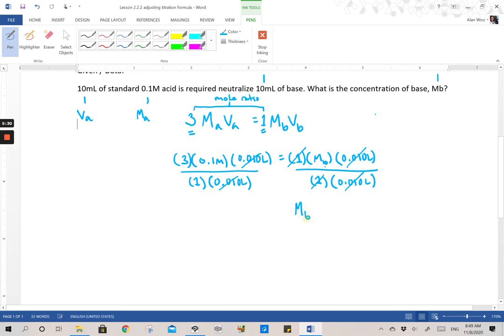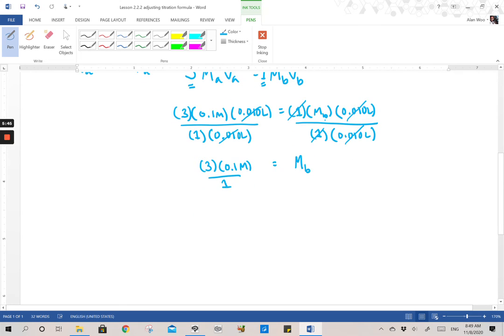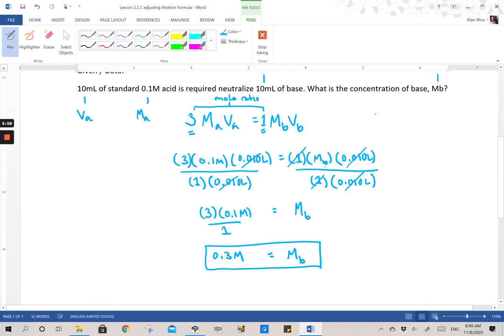In the end, your MB is basically 3 times 0.1 molarity divided by 1, which is 0.3 molarity. So our base is actually 3 times stronger than our standard solution of acid, because 0.3 is 3 times stronger than 0.1.